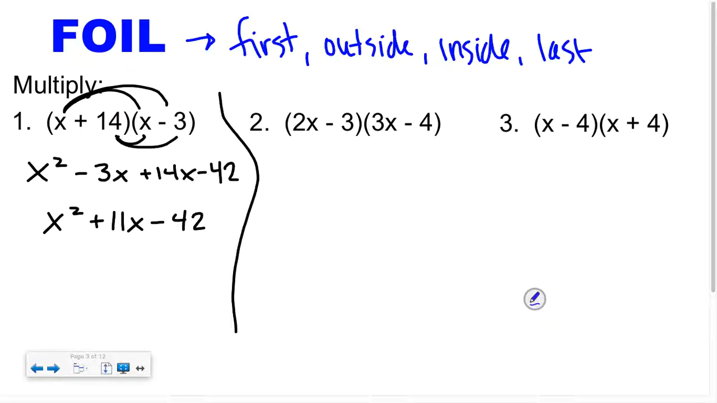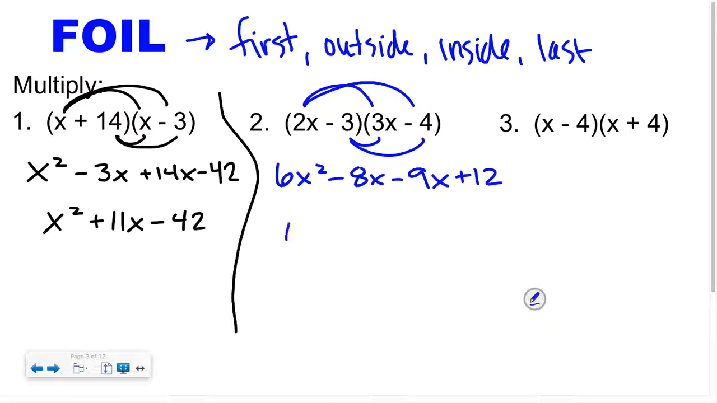F for my first terms, 2x times 3x is 6x squared. 2 times 3 is 6, x times x is x squared. The outside terms, 2x and negative 4, would be negative 8x. The inside terms, negative 3 times 3x, would give us negative 9x. The last terms, negative 3 times negative 4, is positive 12. Combine your insides, so you should get 6x squared minus 17x plus 12 for your final answer.